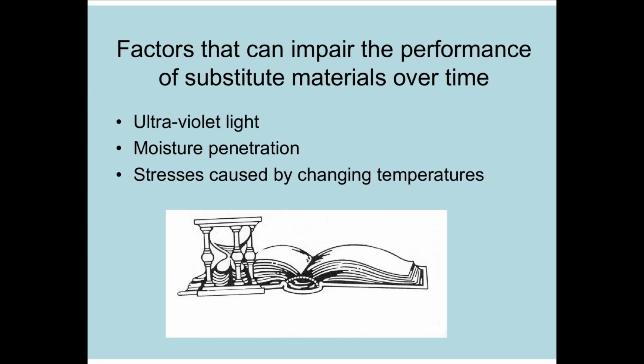Proposed substitute materials may have rates of thermal expansion and contraction and rates of vapor permeability that differ from the existing historic material and therefore may perform differently. Factors that can impair the performance of substitute materials over time include ultraviolet light, moisture penetration, and stresses caused by changing temperatures.